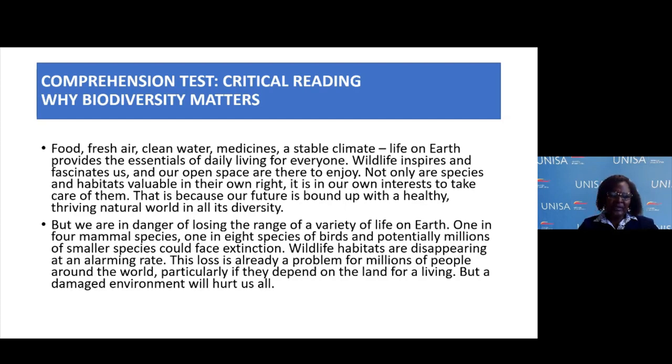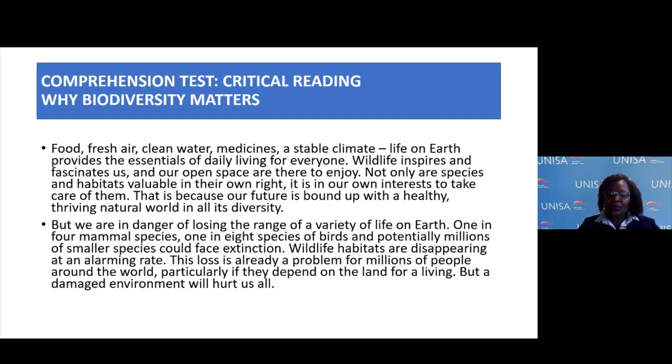So this text makes us think. It applies to all of us. If we don't take care of the environment that we live in, if we kill some species that we have in our environment, because now when they say the smaller species could go into extinction, they are facing extinction. So it means then we are not taking care of our environment.